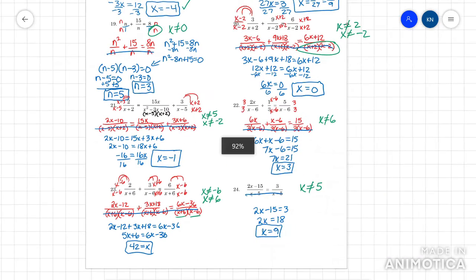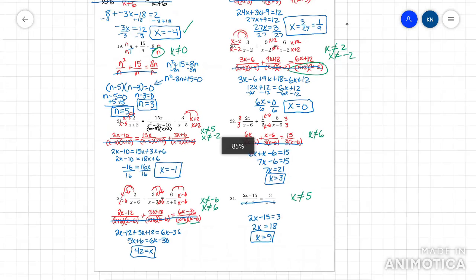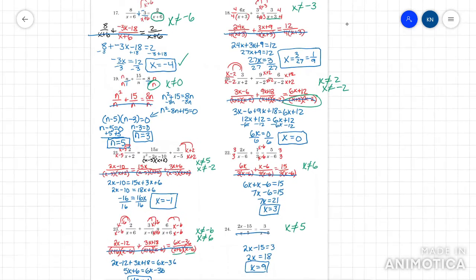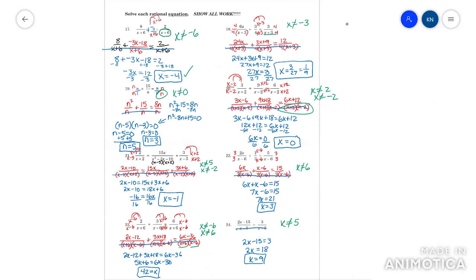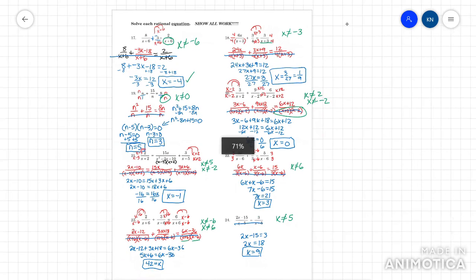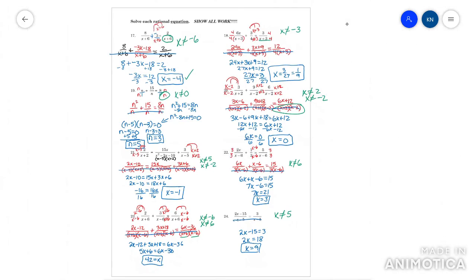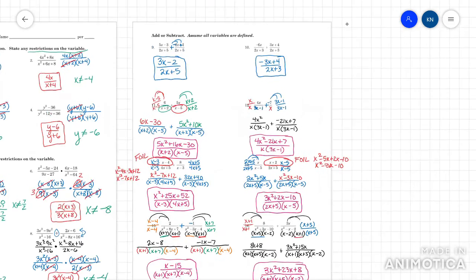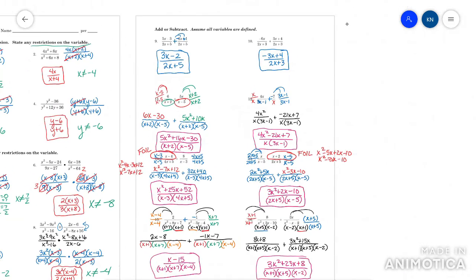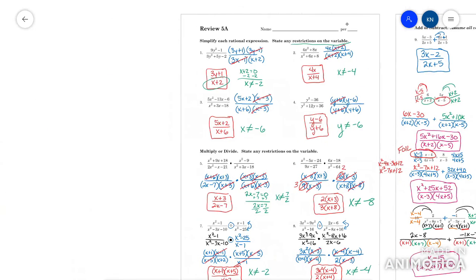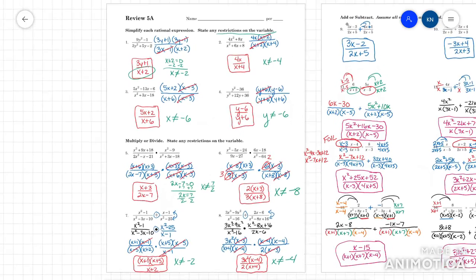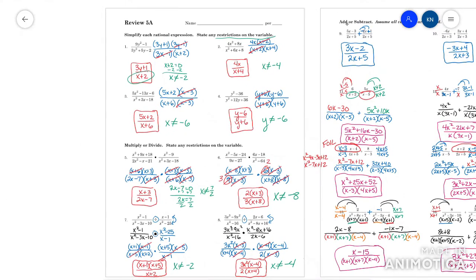Okay, so that's how to solve. See if I can get a good screenshot. There we go. That's how to solve rationals. You want to get a common denominator and then set the numerators equal to each other. That's how to add and subtract these rationals. It's all about the common denominator there. You don't want to cancel anything really. And then how to simplify and multiply and divide them, that's all about canceling things.